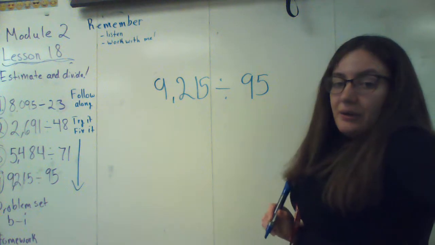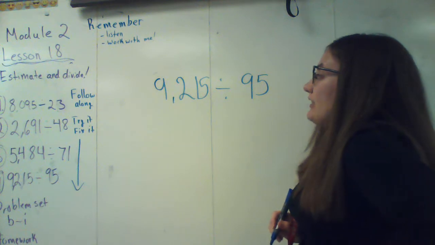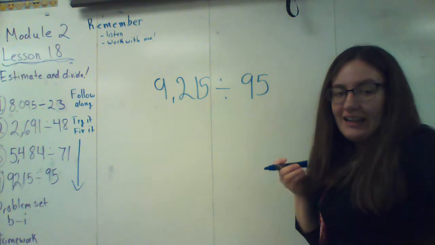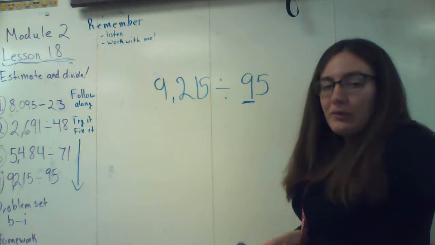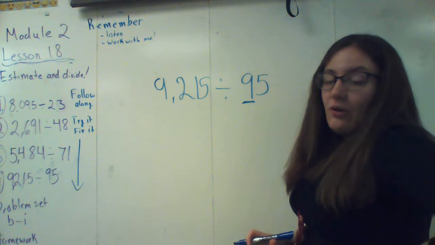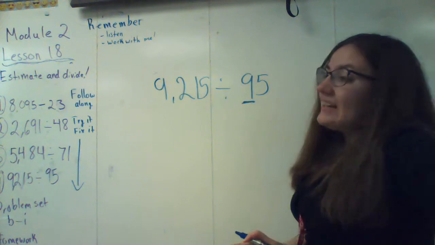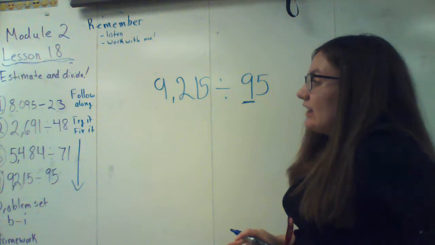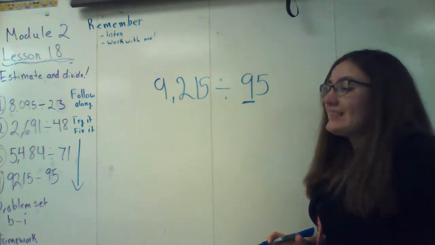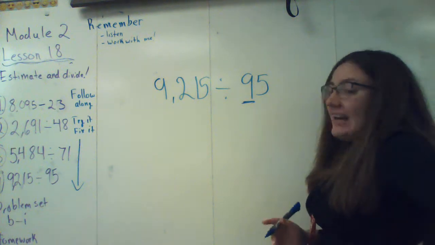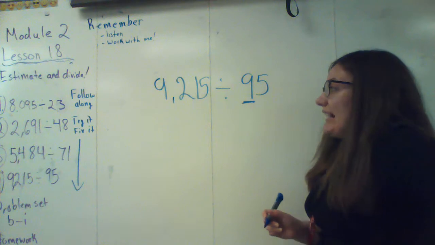So for this problem, I have a couple of different things I could possibly do. The first way that I would like you to start doing is take a look at this number right here and think, what are the factors of 9? Well, I know that I could do 9 times 9, which is 81, so that's kind of close. I could also do 9 times 10, and I can get 90, so I might try that.